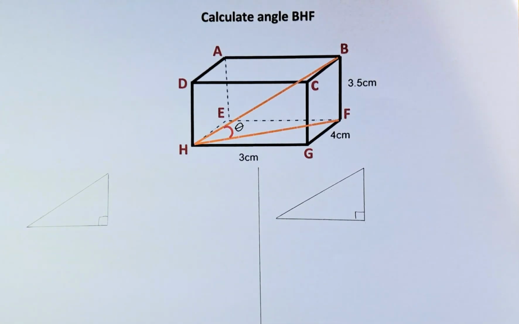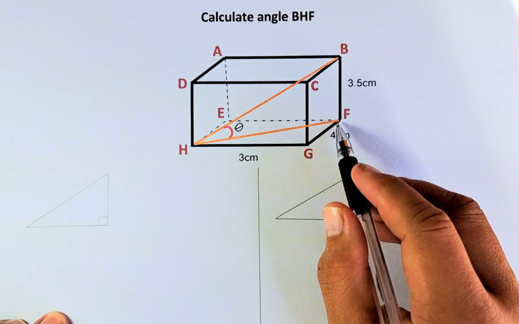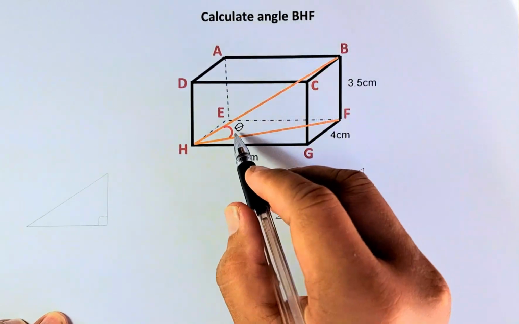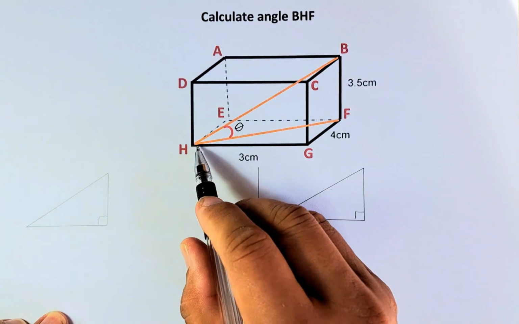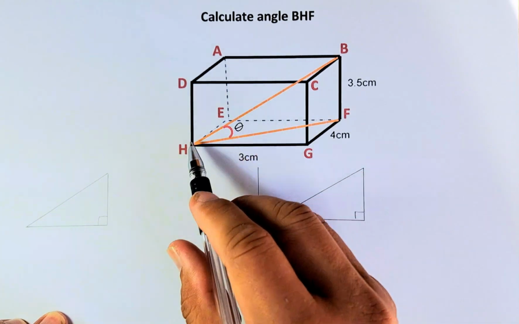Okay, so now, before we even find theta, we need to find the length HF, because we need to have two sides to calculate angle theta. So we need to find the length HF. Before we find HF, we have to look at this bottom part of the cuboid.